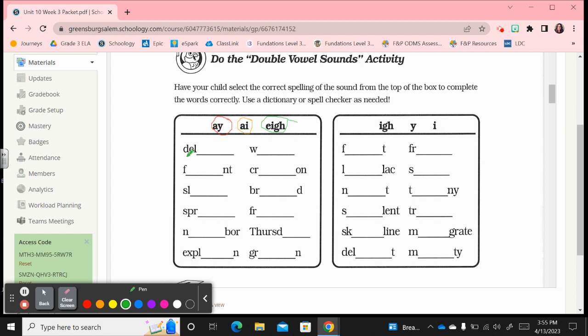Okay, we have delay. If you have a 2-hour delay, it's AY. Okay, we have weigh. If you weigh something, weigh your fruits and vegetables in order to pay for them at the grocery store, it's EIGH. Or it could also be, which way do you go? So that one actually has two correct answers, of course.